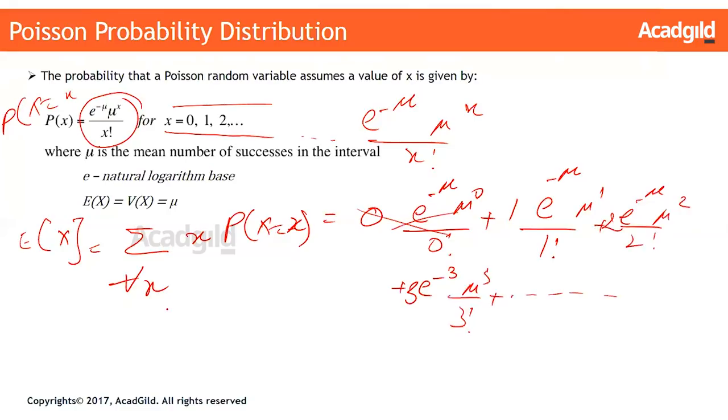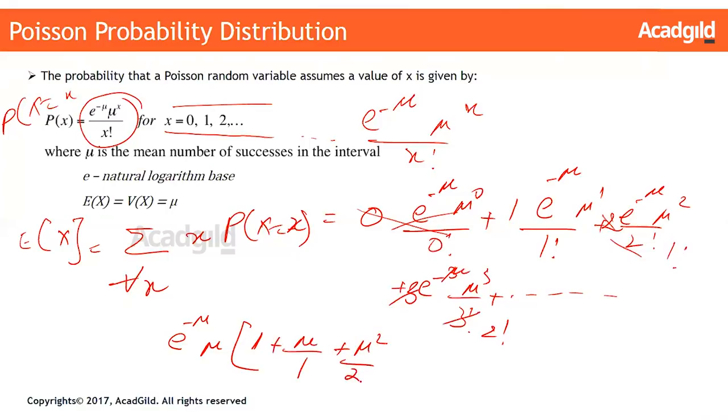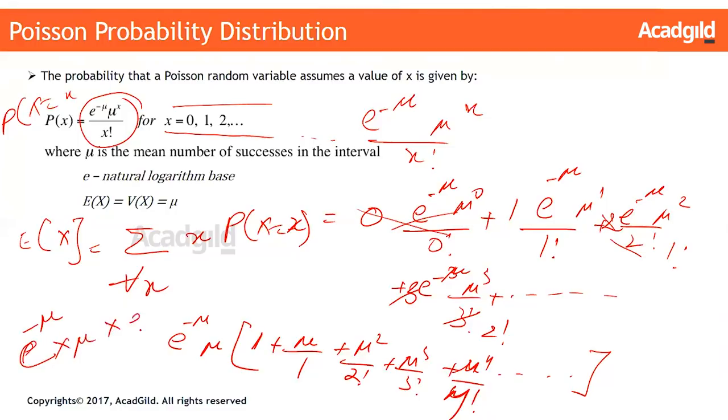I take e raised to minus mu and mu out as they are common. From the first term it becomes 1, plus 2 times factorial 2 becomes factorial 1, so it is mu upon 1. Again 3 times factorial 3 becomes factorial 2. So this is e raised to minus mu, mu times 1 plus mu upon 1 plus mu square upon factorial 2 plus mu cube upon factorial 3 plus mu 4 upon factorial 4 and so on and so forth. This quantity itself is nothing but e raised to mu. So my entire quantity becomes e raised to minus mu times e raised to plus mu. Now by law of indices, it is equal to e raised to minus mu plus mu, which is e raised to 0, and that is 1. So my expected value is mu.